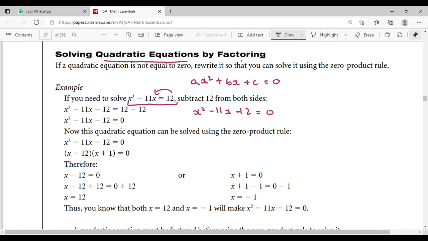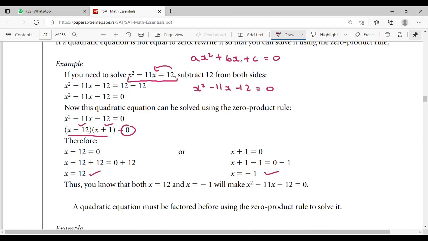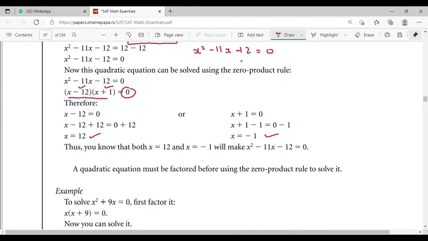And now we can factorize it this way. So when two factors are equal to 0, either this would be 0 or this would be 0, right? So this is x equals 12, and here we have x equals minus 1. You get it, right? Yes, ma'am. Okay, perfect.